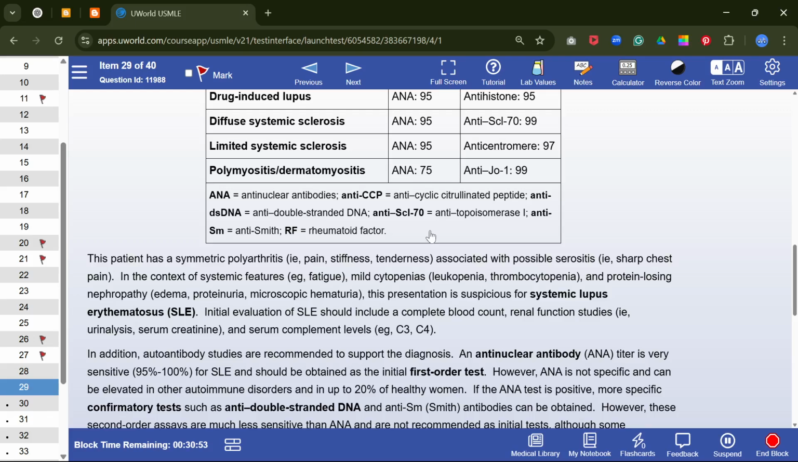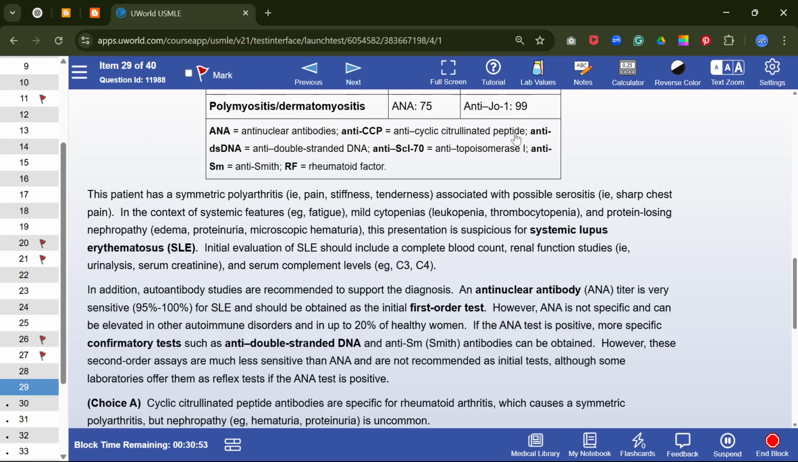Initial evaluation for SLE should include complete blood count, renal function studies, urine analysis, serum creatinine, and serum complement levels C3, C4. In addition, autoantibody studies are recommended to support the diagnosis. Antinuclear antibody titer is very sensitive for SLE and should be obtained as the first test. However, ANA is not specific and can be elevated in other autoimmune disorders and in up to 20% of healthy women.